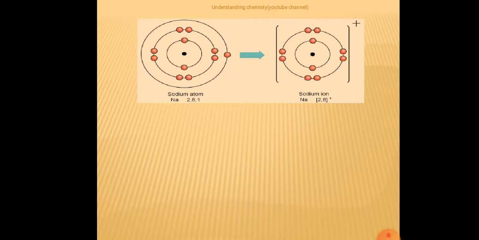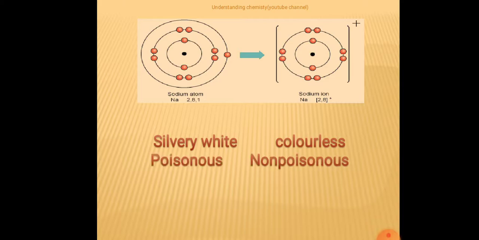Now, let us compare the properties of both sodium atom and sodium ion. When you see the color, sodium atom is silvery white in color, whereas the cation is colorless. When we look into the toxicity, sodium atom as such is poisonous, but sodium cation is non-poisonous. When we compare the chemical action, sodium atom is very active because it wants to give the electron, whereas sodium cation becomes inactive.